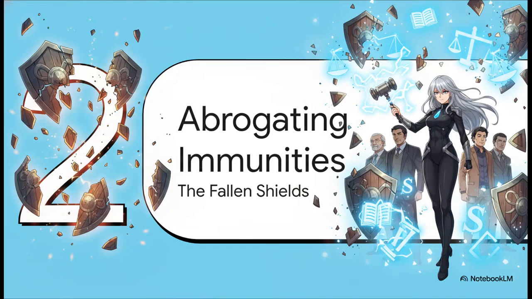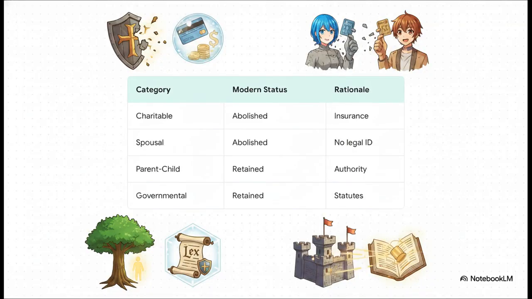Moving right along to Section 2, abrogating traditional immunities, the fallen shields. Historically, if you were a charity, a spouse, a parent, or the government, you were basically bulletproof in tort law. But look at the modern judicial trend on this slide. These traditional shields are heavily diminished. Charitable immunity? Mostly abolished today, because, well, modern nonprofits can just buy liability insurance.